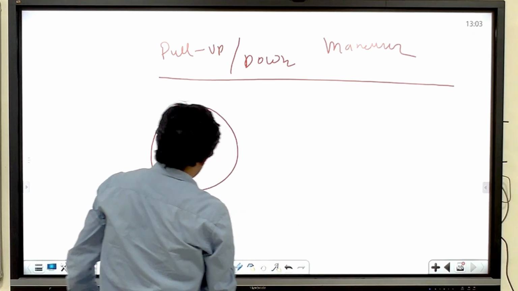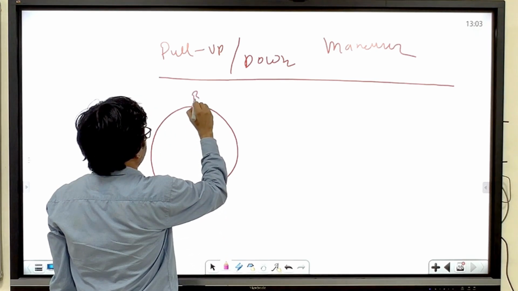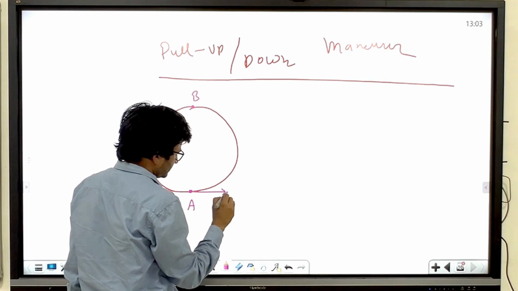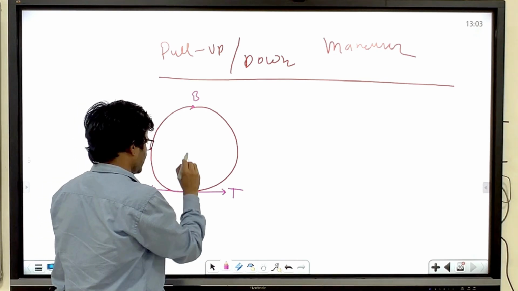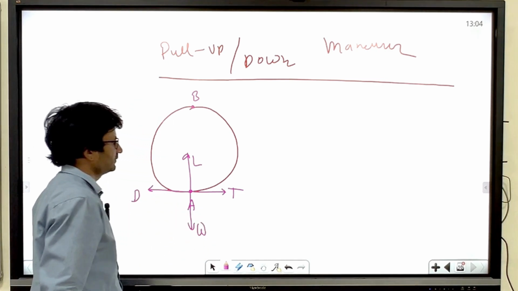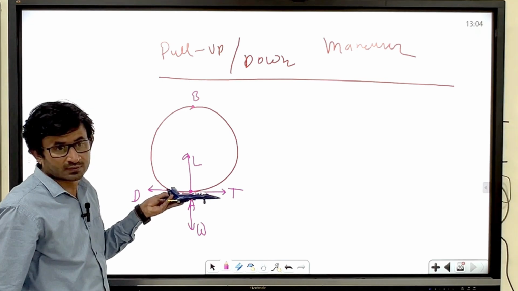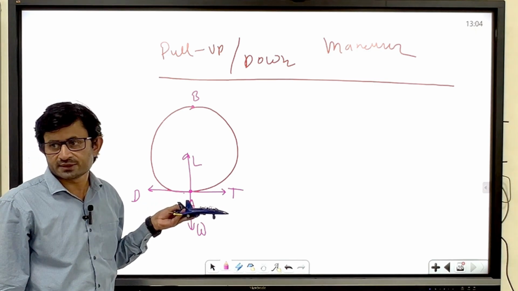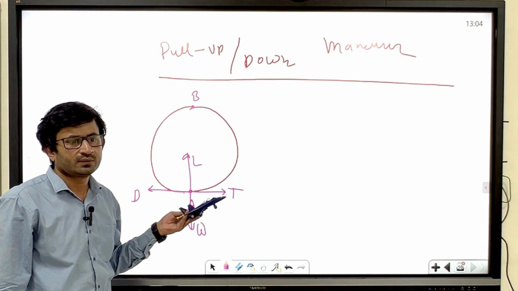So consider this point as a point A and this point as a point B. Now your aircraft is flying like this. Thrust, opposite to this there is a drag, and this is lift, and weight is acting downward. Okay, so this is the case, and at point A your aircraft was in steady state level flight, and from the A point itself you start pulling up the aircraft.